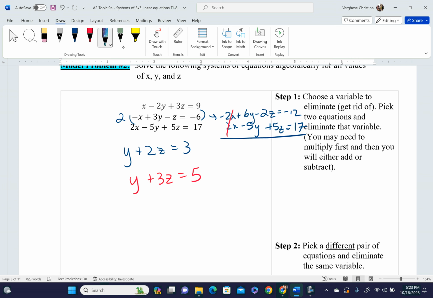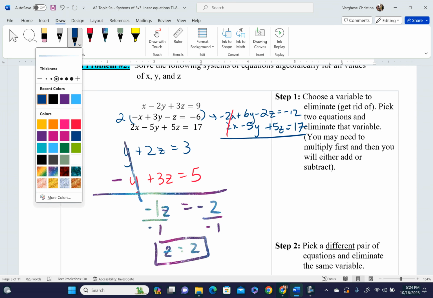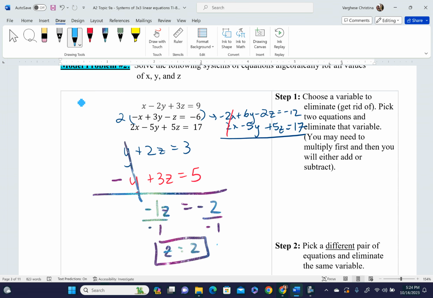So let me choose a different color. If I were to subtract this right here, so y minus y cancels each other out. 2 minus 3 gives me negative 1z. 3 minus 5 gives me negative 2. Divide both sides by negative 1, and I get z is equal to 2. Okay, done. Now I'm going to take this answer that I got, and I'm going to plug it back into one of these right here. So let's go ahead and plug it.